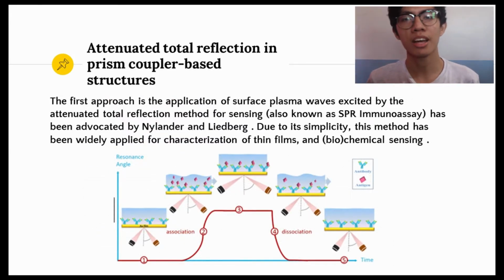The first approach is the application of surface plasma waves excited by the attenuated total reflection method for sensing, also known as SPR immunoassay, which has been advocated by Nylander and Liedberg. Due to its simplicity, this method has been widely applied for characterization of thin films and biochemical sensing.